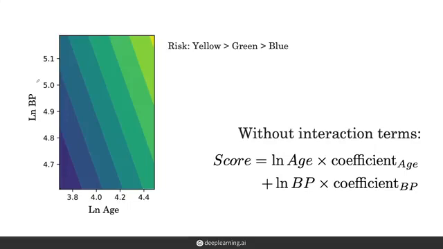To understand interaction terms, let's take a look at risk equations without interaction terms first. Let's say we have a risk which is dependent on the natural log of the age and the natural log of the blood pressure. We can graph the risk as a function of these features with the natural log of age on the x-axis and the natural log of blood pressure on the y-axis. The risk is represented by the colors, where yellow is greater risk than green, which is greater risk than blue.